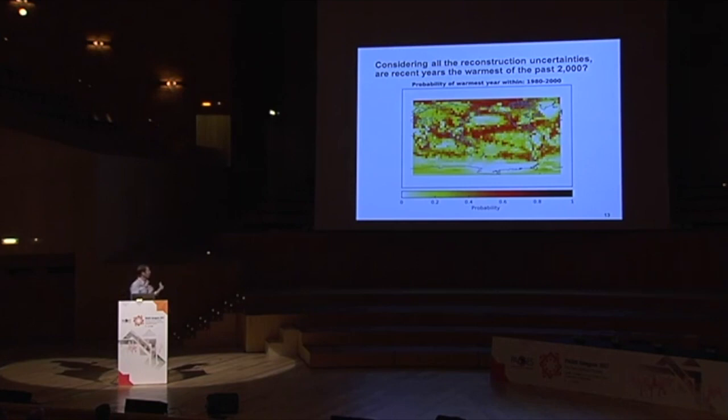But there are also a lot of locations where, given the uncertainties, we can't say that the warmest year happened then. And maybe in certain locations, almost certainly, it didn't happen, where the probabilities are very low that the warmest year came during the period from 1980 to 2000.